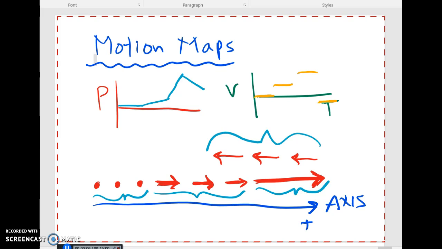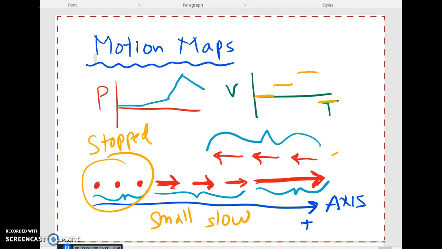I hope that's helpful. Again, stopped are dots, and small arrows are slow, and big arrows are fast. Okay, good luck. That's motion maps.